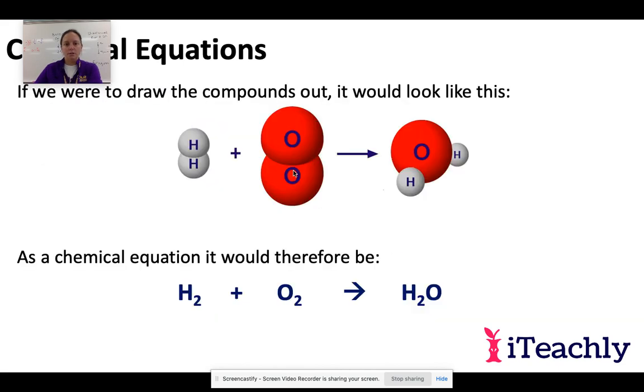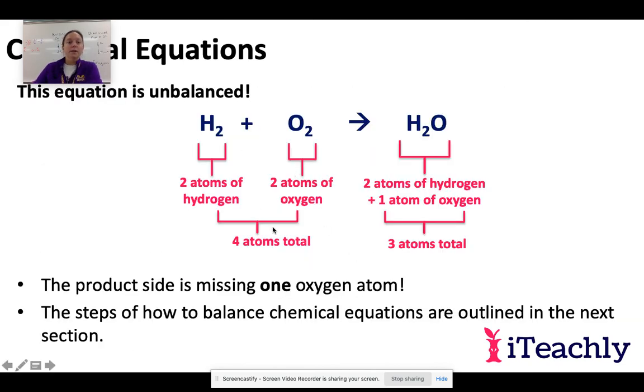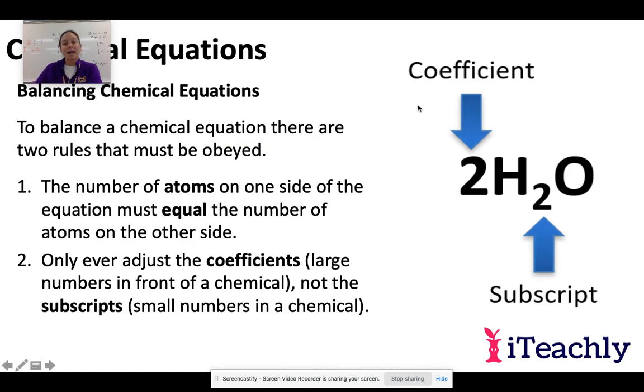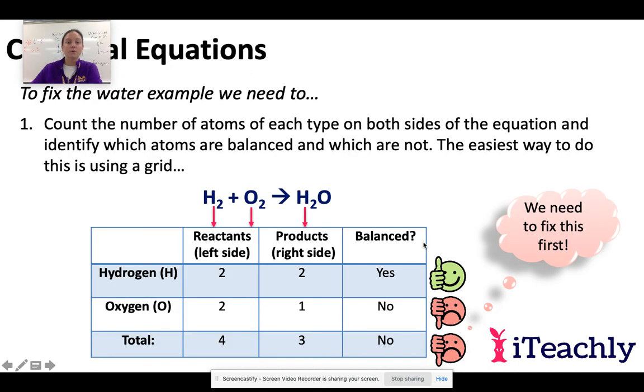So let's look at what we had. I have a total of 2 hydrogen here, a total of 2 oxygen here, so a total of 4 atoms. Over here, 2 hydrogen, 1 oxygen, so a total of 3. Not balanced. So what can I do? I can add coefficients in front. I don't want to change the subscript. If I change the subscript, I'm changing the substance that I have. It's something new. It's a new substance. So I have to keep these the same. Don't change it. So let's look at how we do this.